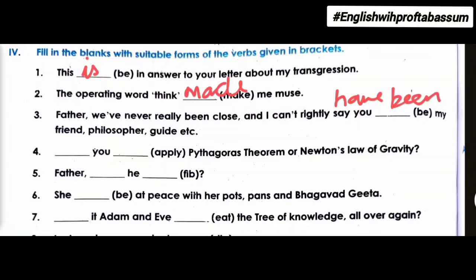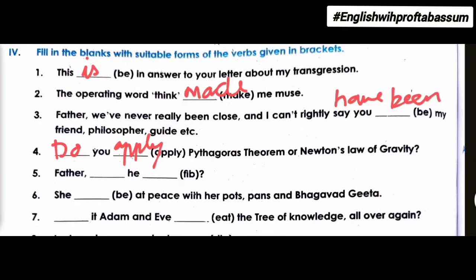Next question. Dash you dash Pythagoras theorem or Newton's law of gravity. So this is a simple present tense question. So the rule is that for habits and general actions, we use do or does plus base form of the verb. That means the word of the bracket. So when the subject is you, we use do and not does. So after applying do, we must write in the next dash the base form, that is apply. So the answer is, do you apply Pythagoras theorem or Newton's law of gravity?